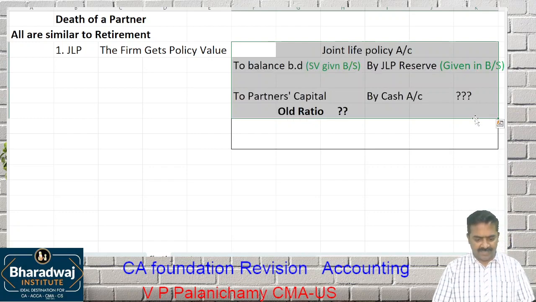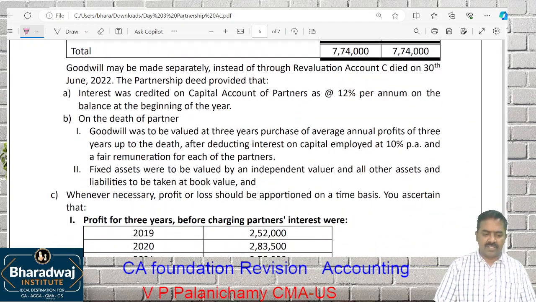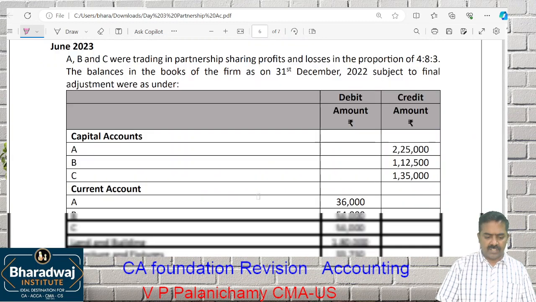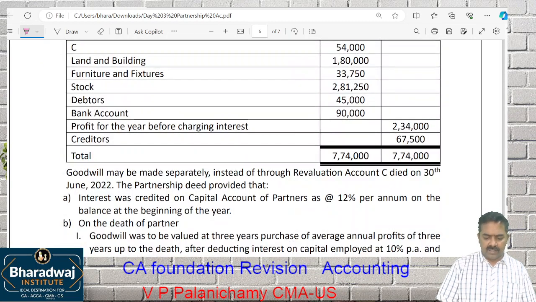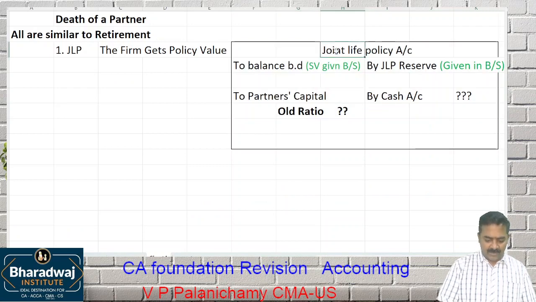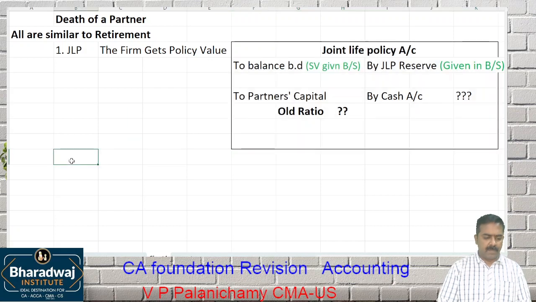That will be like this question. This question, which was asked in June, there was no adjustment regarding joint life policy, but other adjustments are bigger. So, if they give you joint life policy, prepare the account, that will give a better picture.